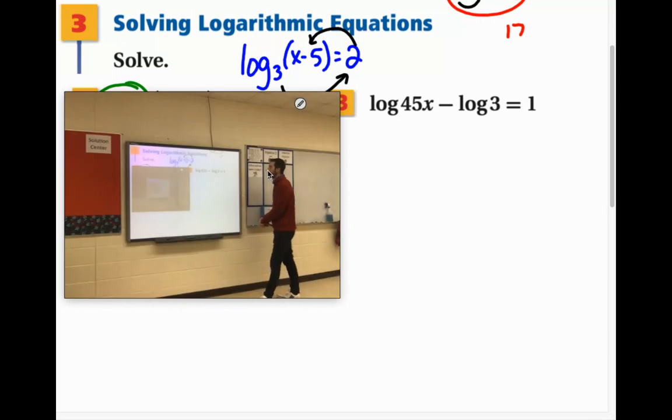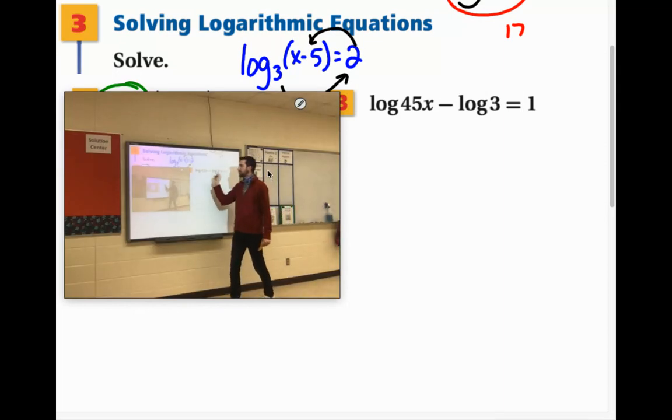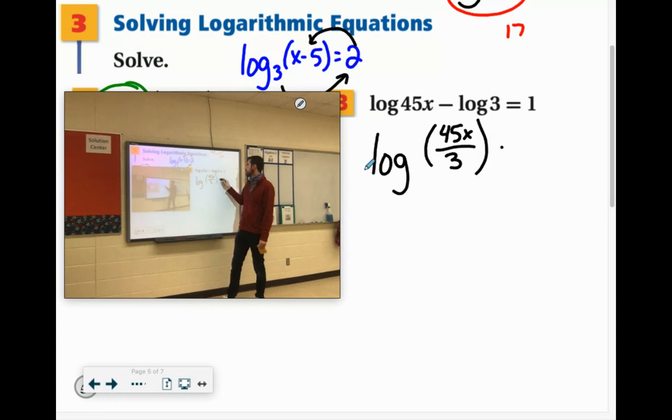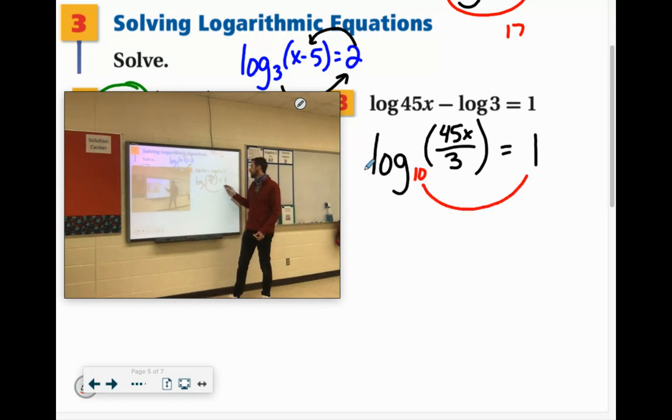Log 45x minus log 3 equals 1. They have the same base there. They're both base 10, right? If nothing's written there, there's an invisible 10. So subtraction, if they're the same base, remember you can divide those two things. So we're going to make this log of 45x over 3 equals 1. Remember, there's an invisible 10 there. So this is where I would set up the equation. 10 to the 1st power equals 45x over 3.